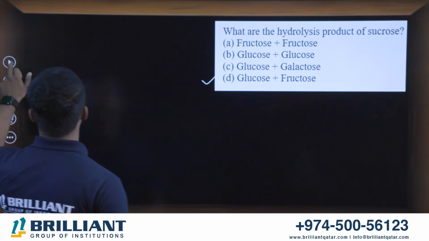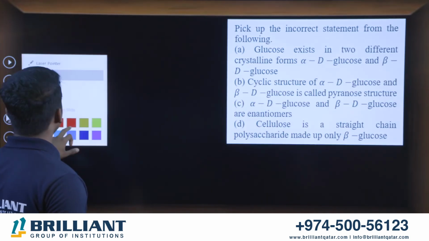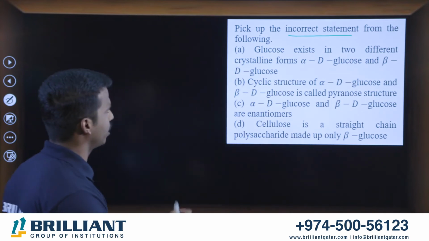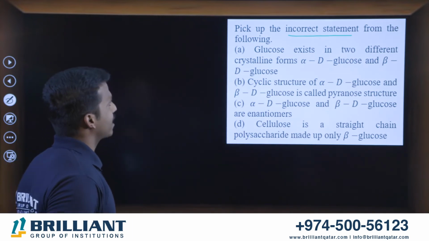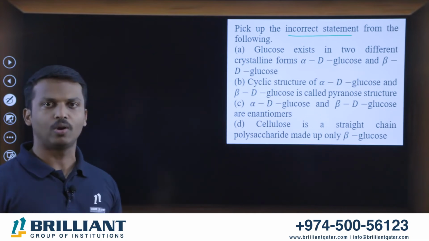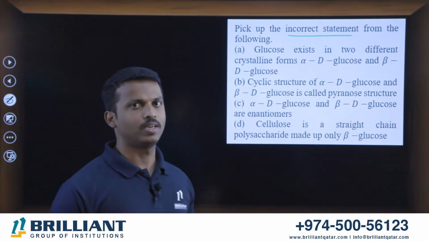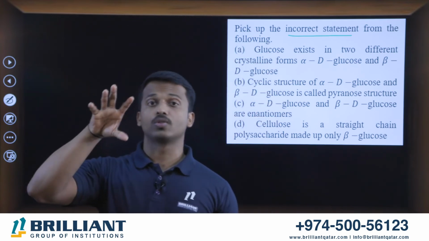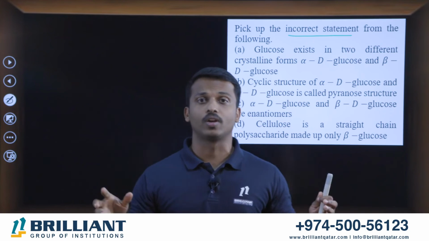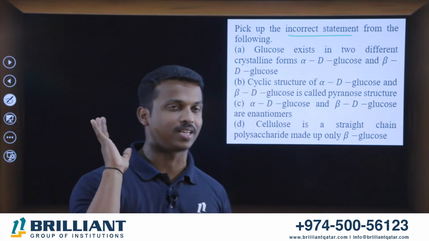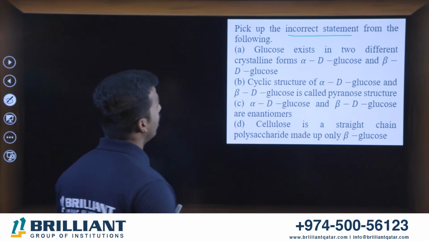Glucose and fructose. Next, pick up the incorrect statement from the following. Option A. Glucose exists in two different crystalline forms, alpha D glucose and beta D glucose. Yes, right? Last class we discussed that the first carbon and fifth carbon of glucose interact together. It is converted to alpha D glucose and beta D glucose. They are called anomers, right? Yeah, it's a correct statement.